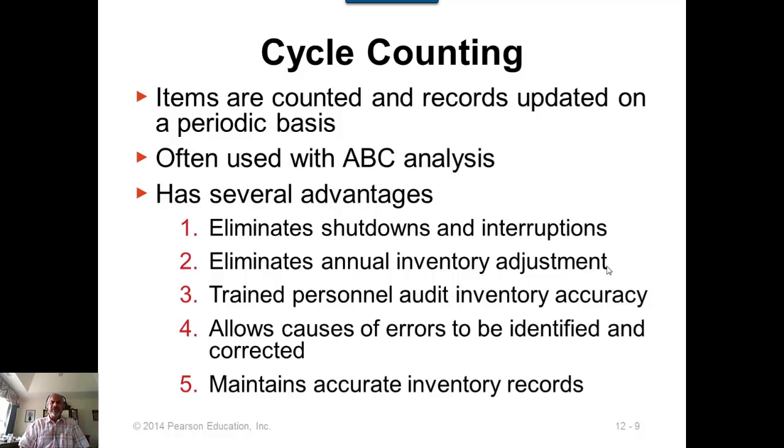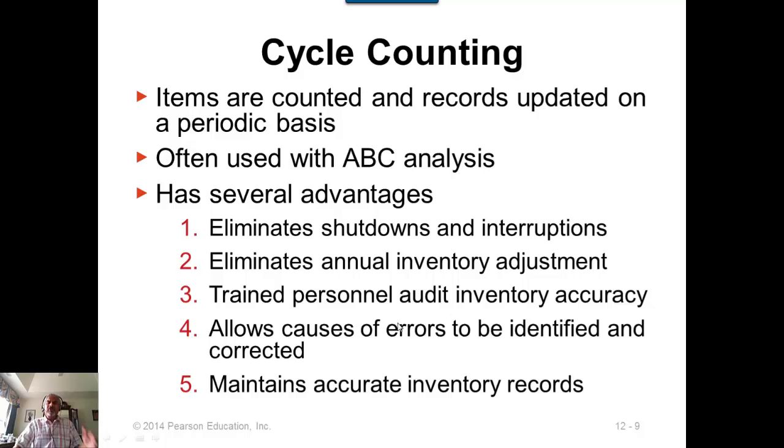And here are the advantages of making sure this counting is done properly. If you count and make sure that the records are kept accurately, then of course you will not have any surprises in terms of running out of stock, leading to shutdowns and interruptions, and you will eliminate annual inventory adjustment. If you have a policy of counting only once every year, then except for the time when you correct the inventory, the rest of the time you have absolutely no idea whether the inventory records are correct or not. So it eliminates the annual adjusting of inventory.